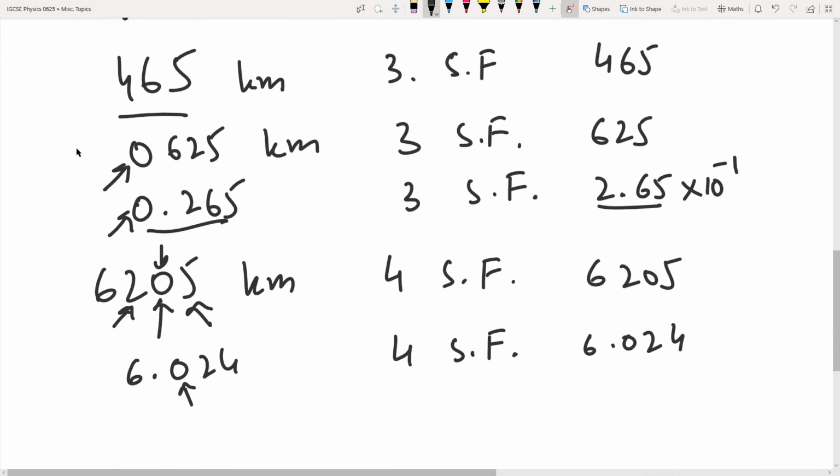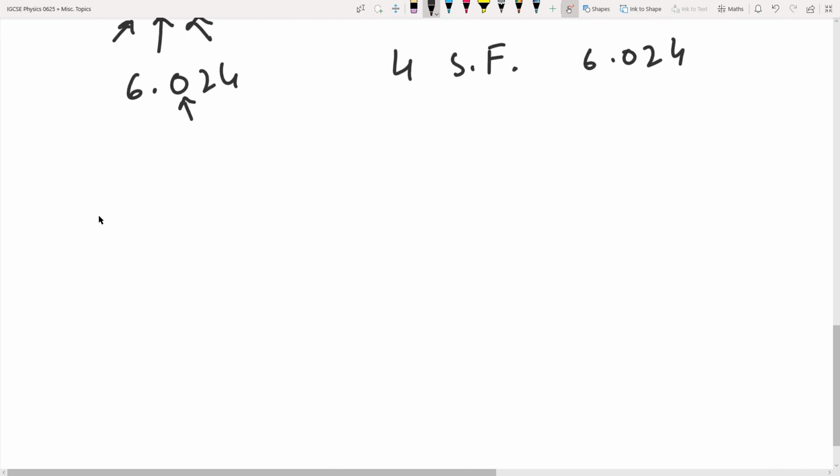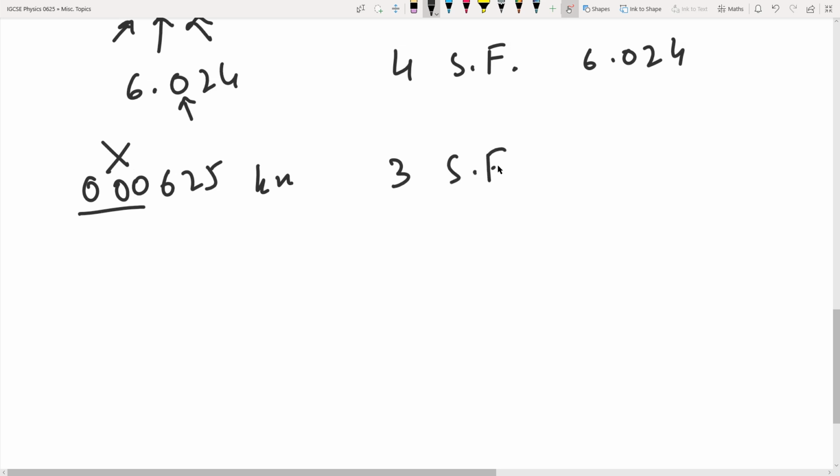I just gave you an example. This is a leading zero, right? So I'm just going to note another example. Let's say 0.00625 kilometers. So these are leading zeros and they are not significant. So I have only 3 significant figures, even though I've written 6 digits over here, so I will rewrite this number correctly as 625 kilometers, right?